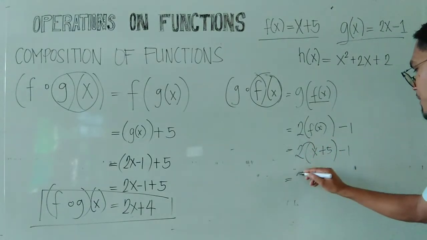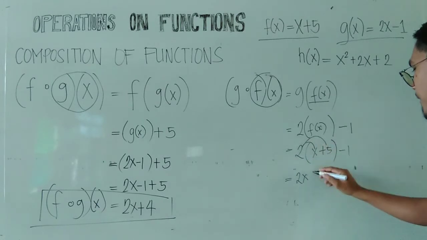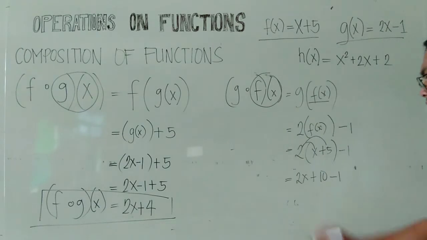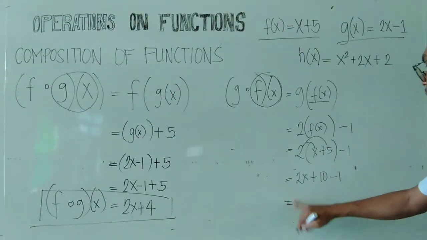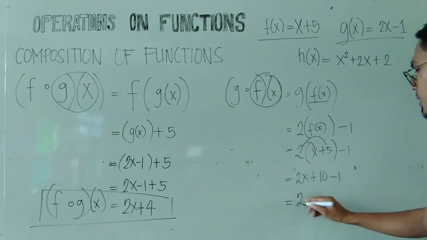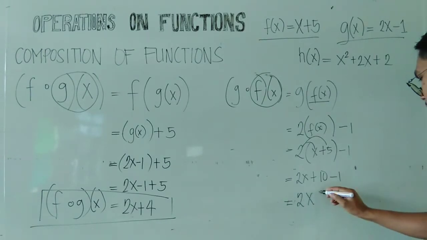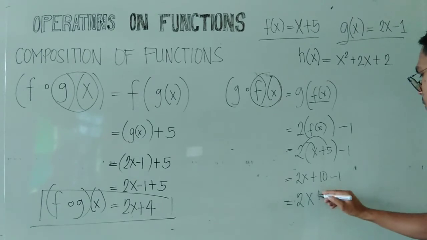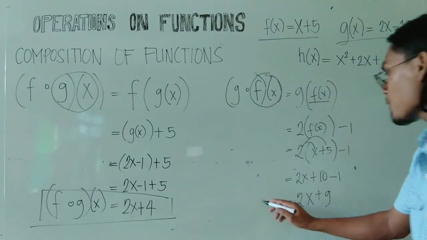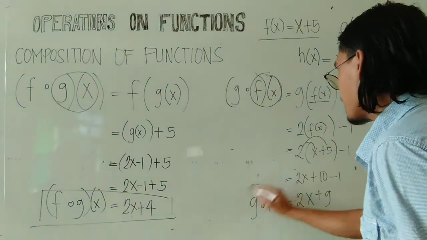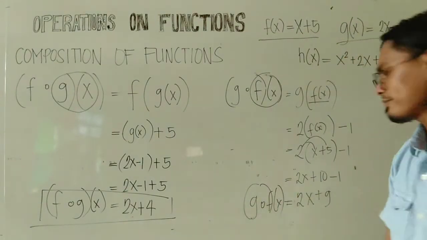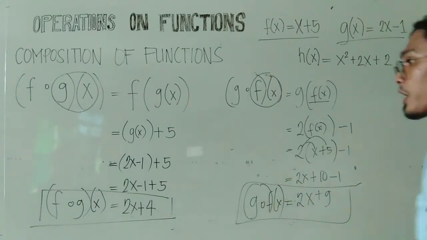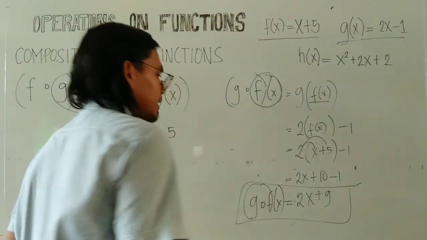So let's proceed to multiplication and distribute 2 to the quantity x plus 5. So 2 times x is 2x. Then 2 times 5 is 10. And bring down your constant negative 1. So we have 2x plus 10 minus 1, very basic. So we have 2x, then 10 minus 1 is equal to positive 9. So that is the composition of g of f of x. Very easy. Okay, let's try another example.